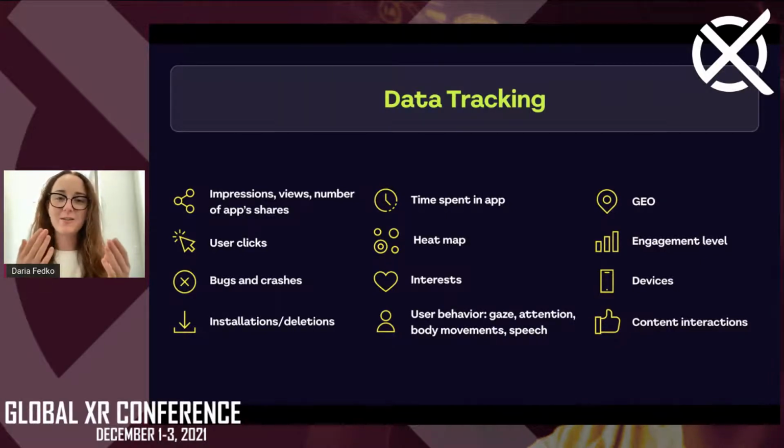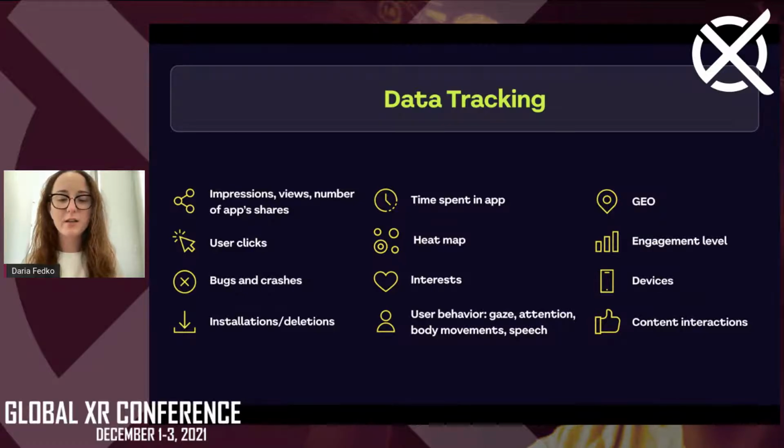You can track the eyes. You can literally understand how the attention of your user is moving inside of this VR solution. Where are they looking? How much time do they look at this object and that object? How do they react to some of the interactions or some of the user experience inside of the app. And for sure, you can track some basic numbers on the views, impressions, and numbers of app shares. You can check the number of user clicks or geolocation, but you can also check the engagement level, content interactions, user behavior, gaze, attention, body movements, speech recognition. It's just crazy.